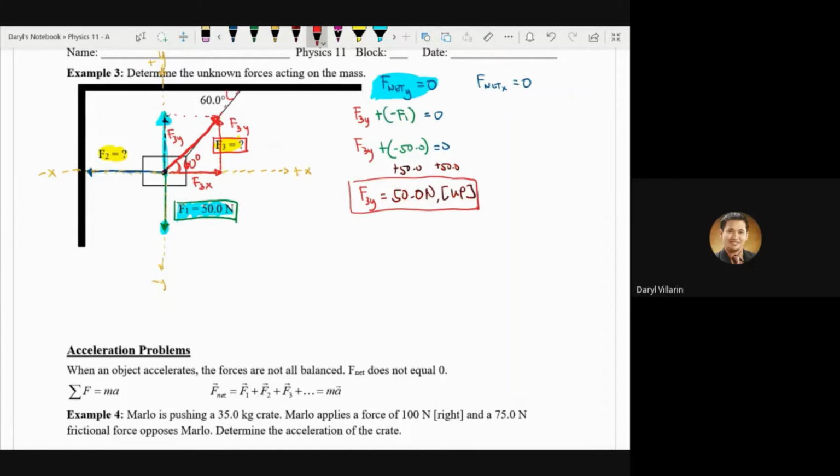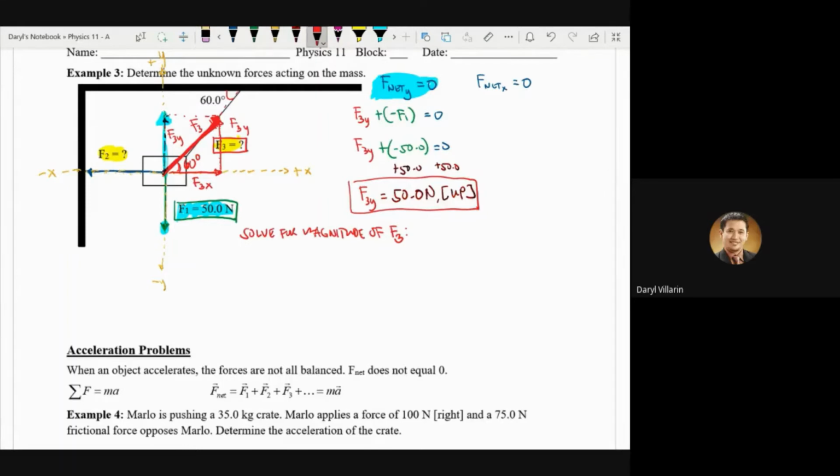Well, remember that F3 is the length of this one. The magnitude of F3 is represented by the length of this. But of course, when you talk about the force itself, it should be the magnitude and the direction. But in this particular case, to solve for the magnitude of F3, you go back to your trig.